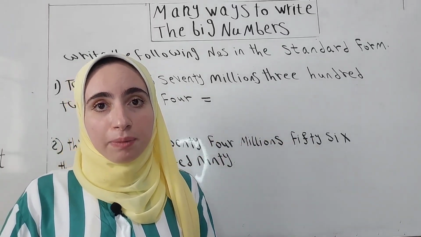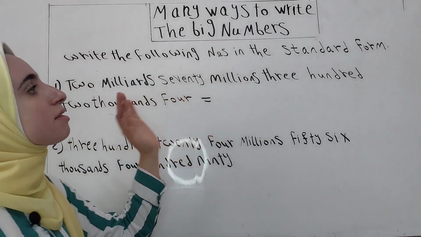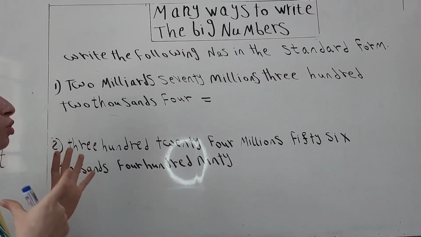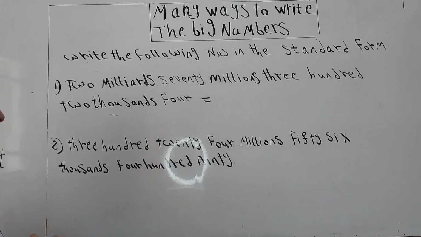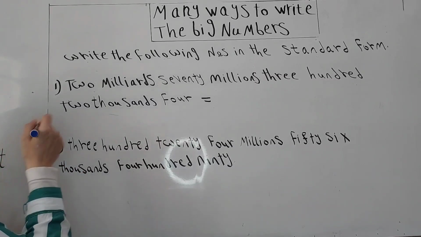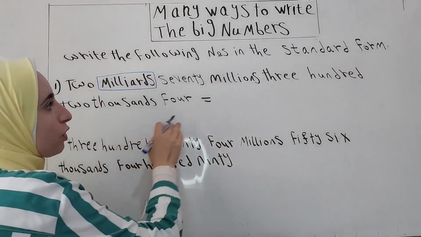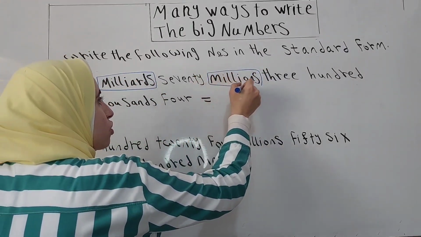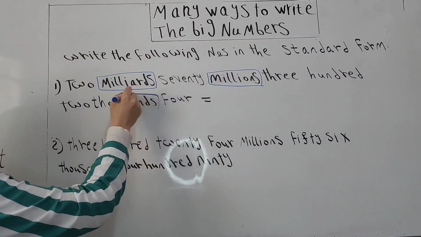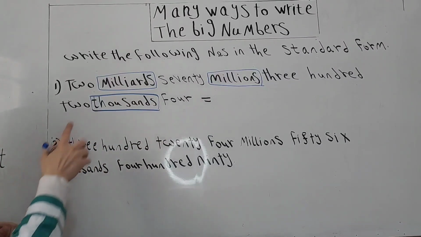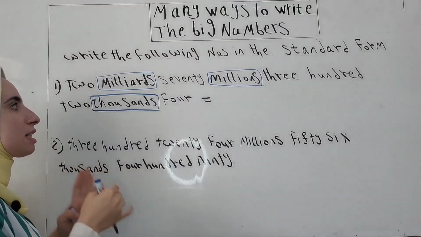Let's take another example. Write the following numbers in the standard form. We need to convert the following number from the word form to the standard form. At first, when we have numbers in the word form, we circle the name of each family. We make a circle on each family. Now, we start from the left because the family of milliard is on the left.